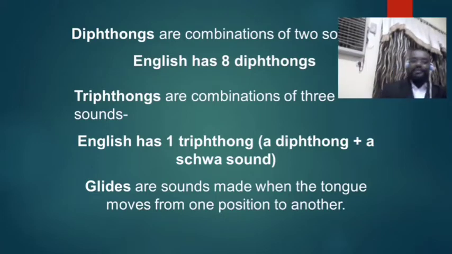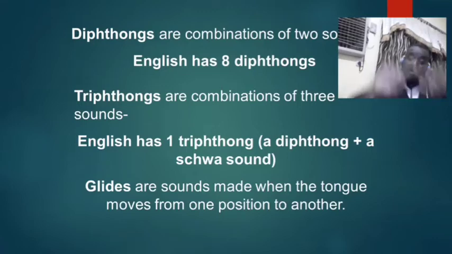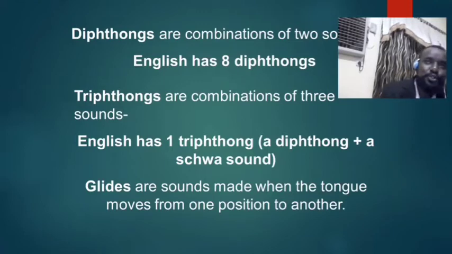Great. Triphthongs, as our excellent students say, are a combination of three sounds, actually, three sounds. So English has one triphthong, a diphthong plus a schwa sound. Oh, great. How to know that actually? The writer said that English has one triphthong between two brackets. He said diphthong, a vowel plus another one, it is called schwa. Oh, and what about the glides?